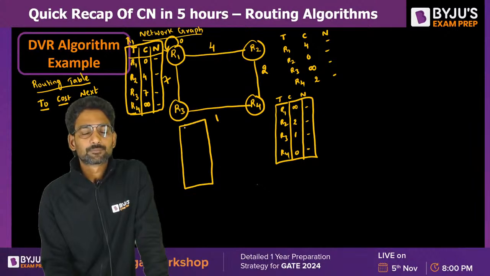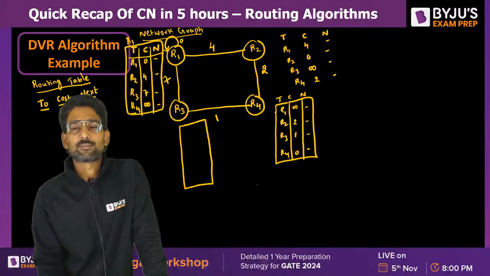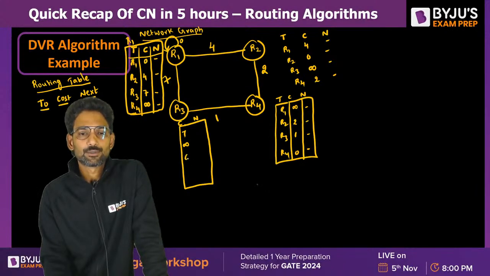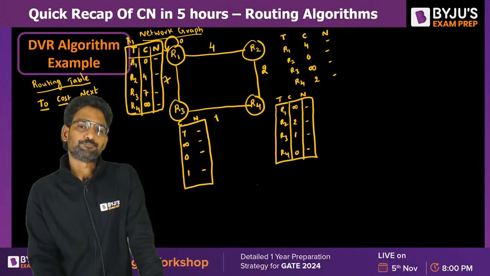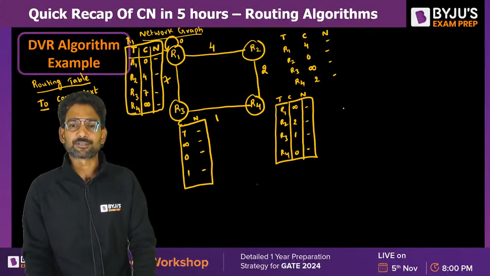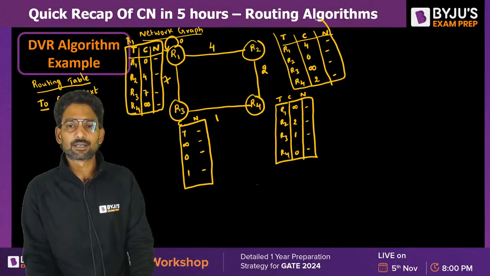R3 table. Guys, To you can understand because To means all the nodes, so I am not writing To from now onwards. So directly I am writing the cost and the next nodes. R3 to R1, 7, R3 to R2, no link, R3 to R3, 0, R3 to R4, 1, next nodes are null. So these are the initial tables, dear friends. Still routing has not started. Every router has just initialized its routing table.